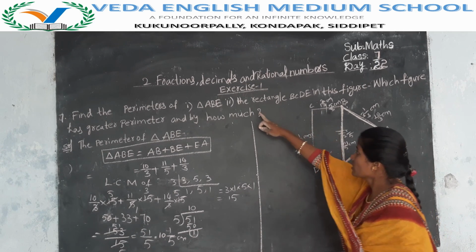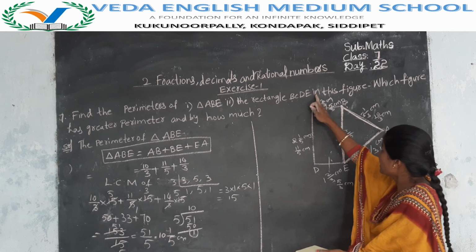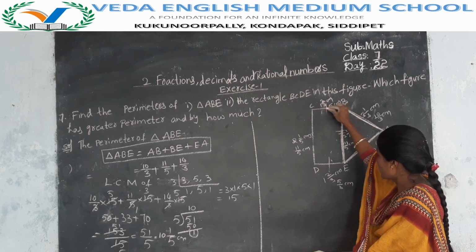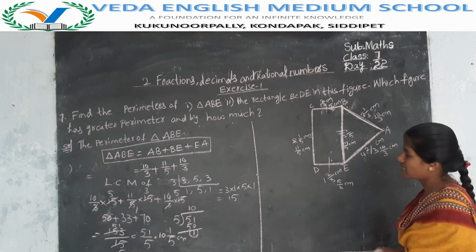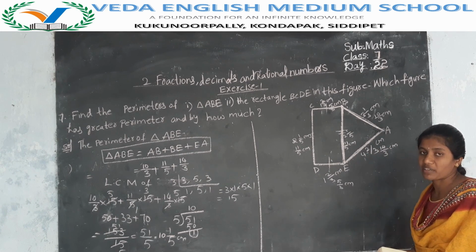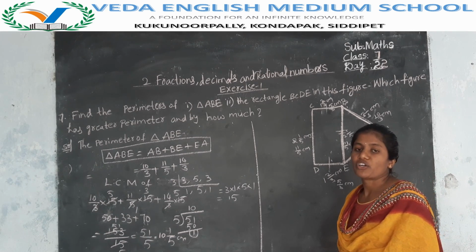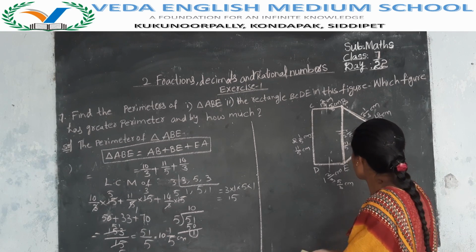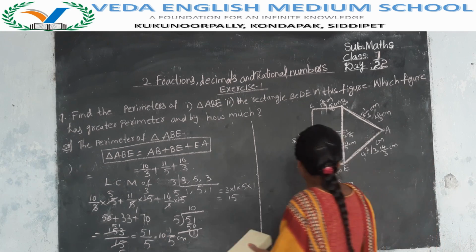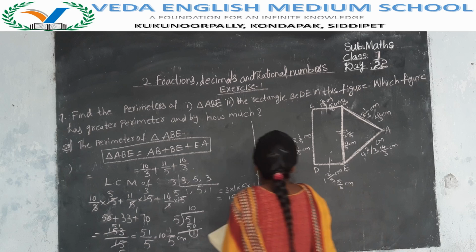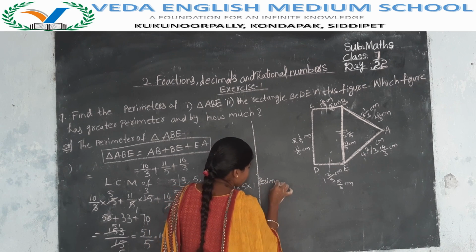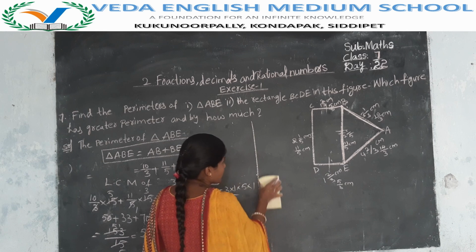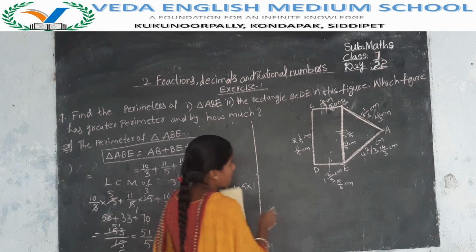Then the next question is the rectangle BCDE in this figure. BCDE is a rectangle. For this rectangle also we have to find the perimeter. The perimeter of a rectangle formula is 2 into L plus B. So we will use that formula, then we will find. Perimeter of a rectangle is equal to, I'll rub this diagram.